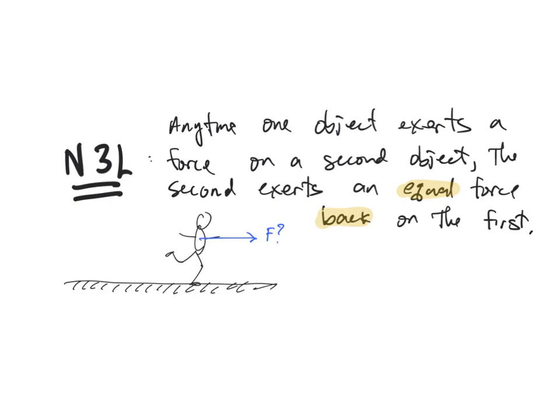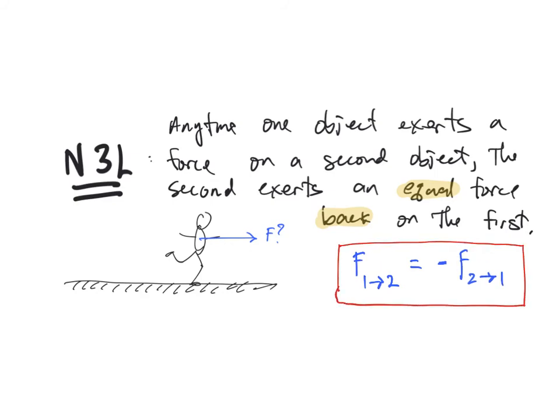I could write this out in equation form the following way. I could say that the force of object 1 on object 2 is equal to the negative of the force of object 2 on object 1. Now, this equation isn't really all that helpful. You won't find yourself writing this equation out. This is just a more succinct way of stating this long sentence: anytime one object exerts a force on a second, the second exerts an equal force back on the first. Sometimes, again, this is known as the action-reaction principle in physics.